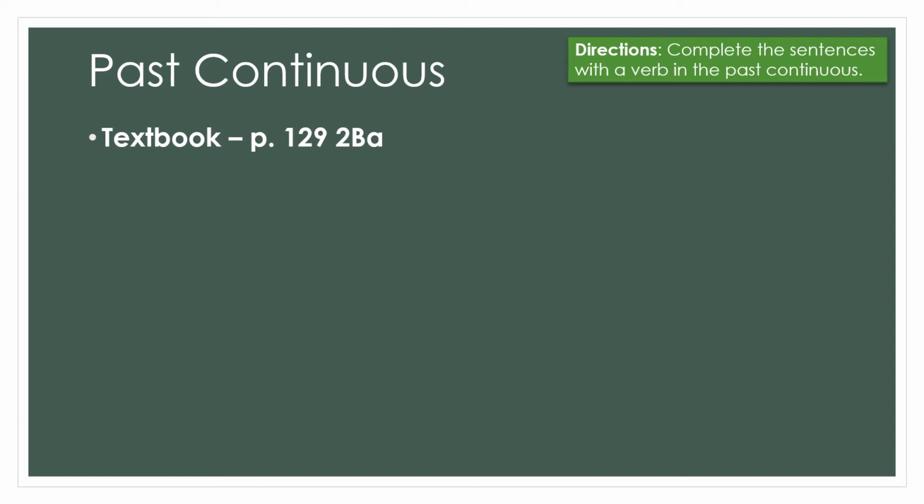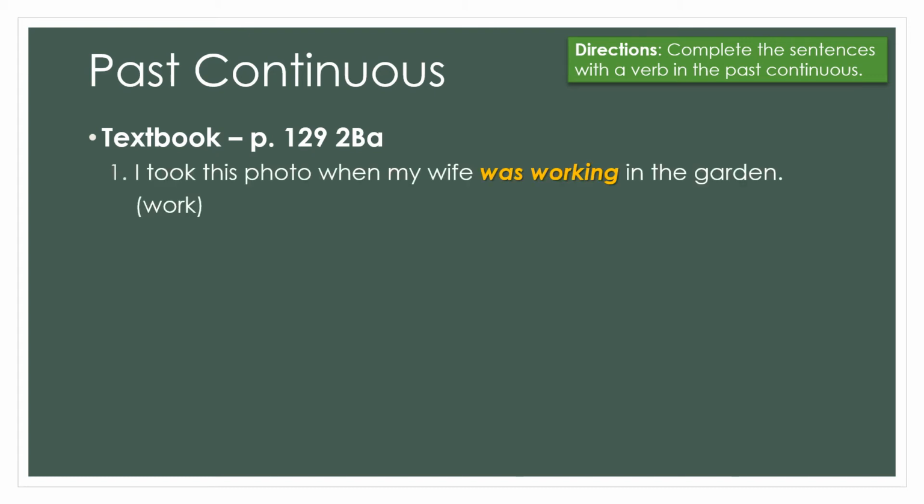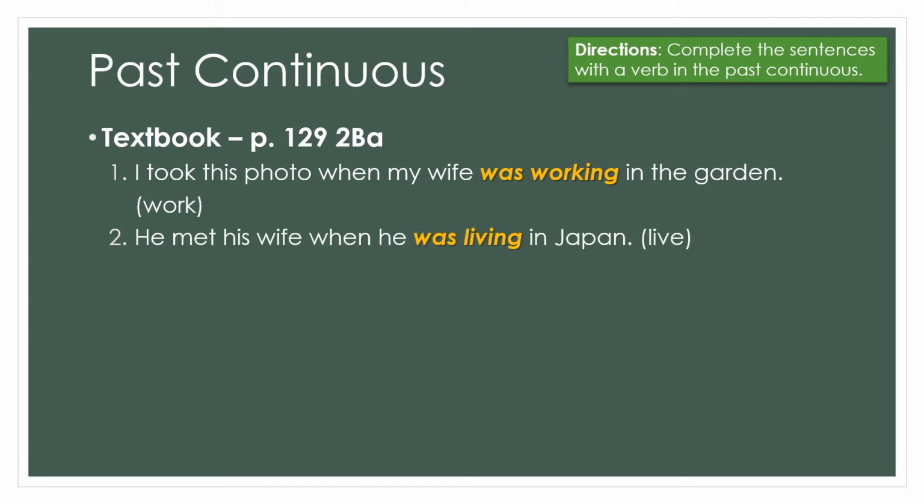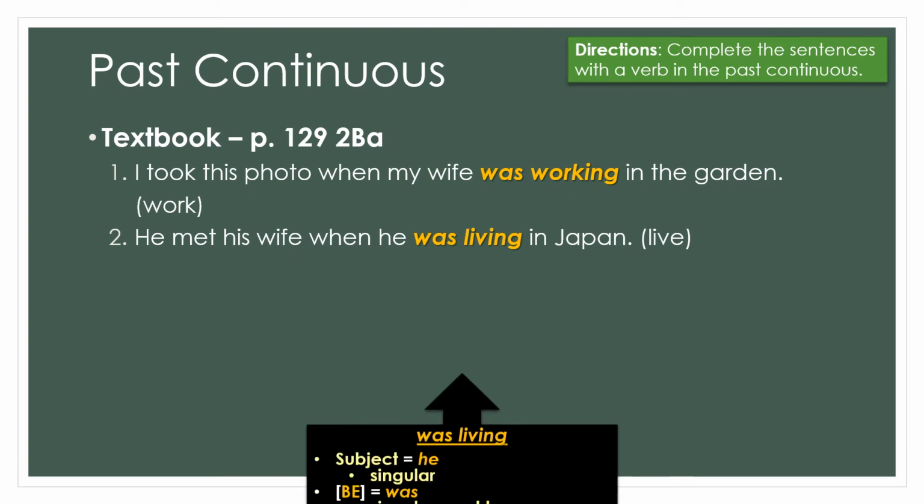Let's go over the answers together. Number 1, I took this photo when my wife was working in the garden. Wife is the subject and it's singular, so the verb of being should be was, which is singular past tense. Number 2, he met his wife when he was living in Japan.